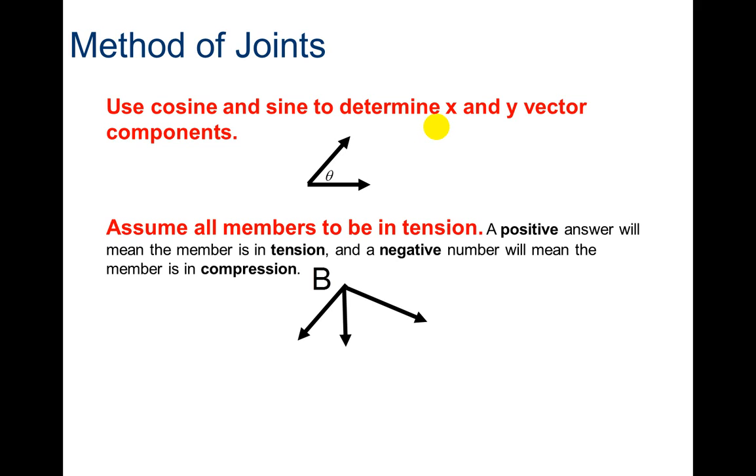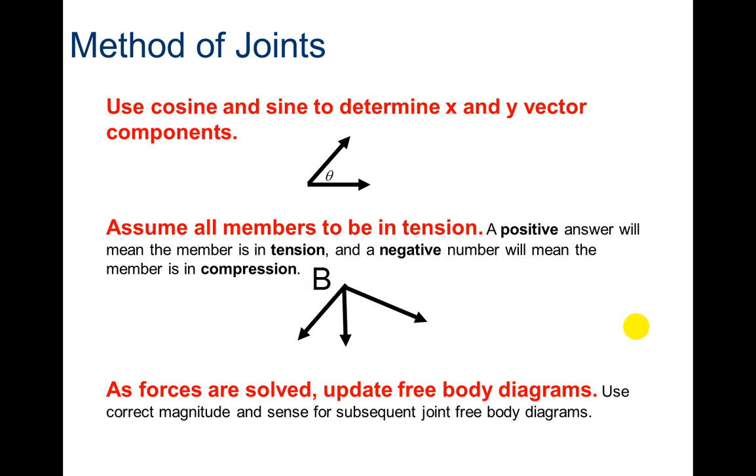All right, so use cosine and sine to determine your x and y vector components when we get into each of these joints and finding the members. You need to assume all of the members are in tension. Obviously, they're not all in tension, but we have to start somewhere. So we're going to assume they're all going away from the joints. Notice I'm going to draw them all this direction. So then when I get a positive answer, I know the member is in tension. If I get a negative number, then I know that it was actually in compression. Okay, so all forces are solved. Update your free body diagrams as we go.